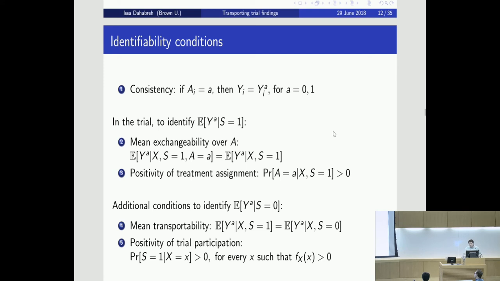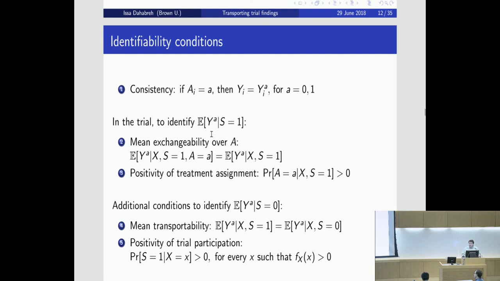I like to call it consistency. But it basically means if someone actually got treatment little a, and whenever you see little a, if it's confusing, you can think either of zero or of one. Okay, I just use little a to mean both of them. So for someone who actually gets treatment little a, the observed outcome equals the counterfactual outcome under the treatment they actually received. Most of the time, this is reasonable if you don't have interference and no versions of treatment.